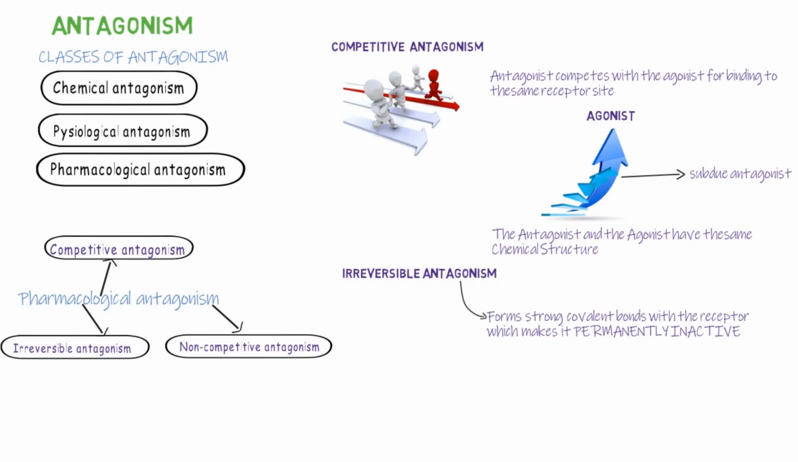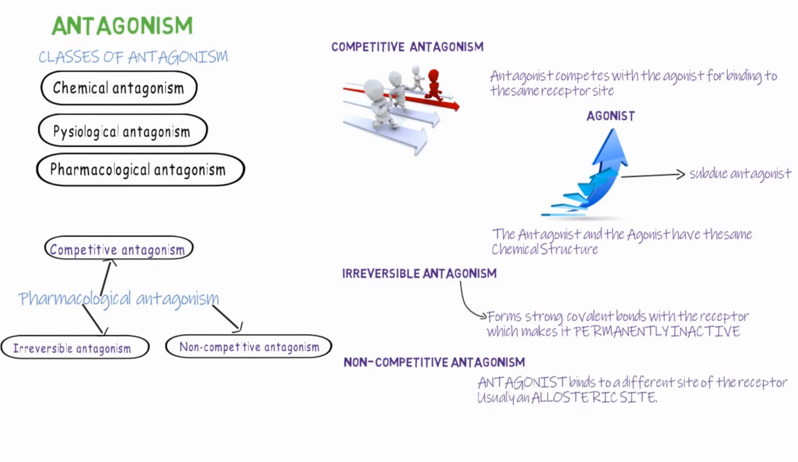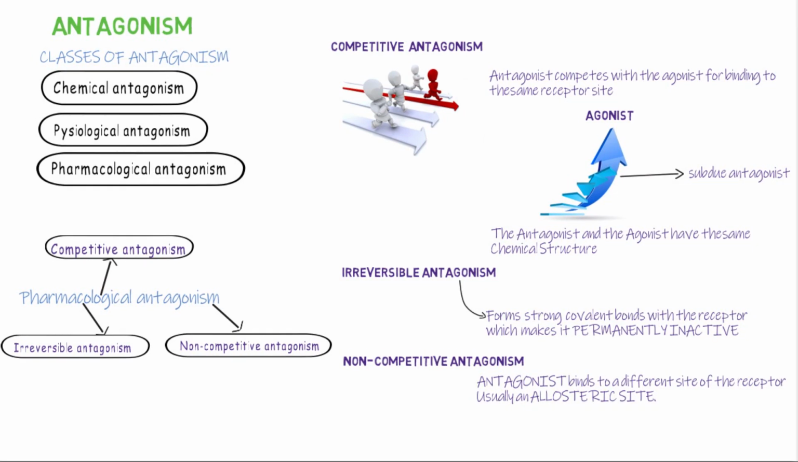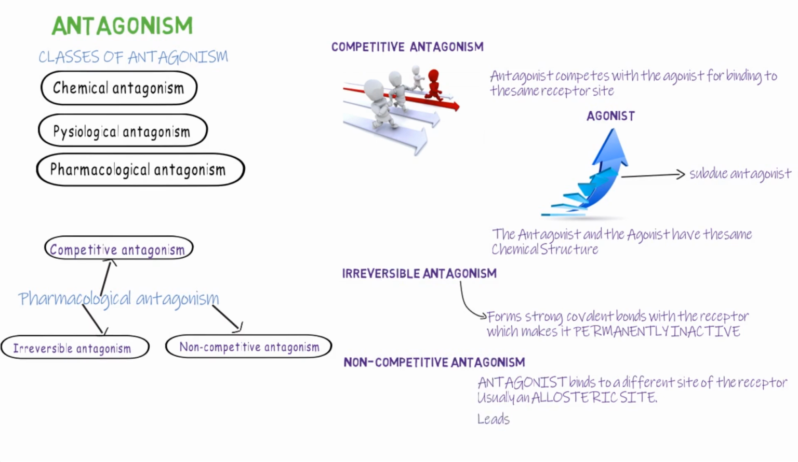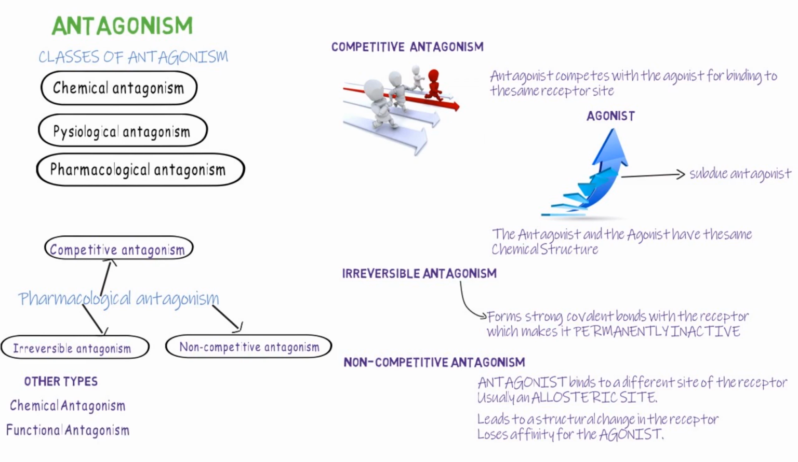So in the non-competitive antagonism, the antagonist binds to a different site of the receptor, and that site is usually an allosteric site, instead of binding on the same site as the agonist. So this binding leads to a structural change in the receptor, and it makes it lose its affinity for the agonist. There are other types of pharmacological antagonism, and they are chemical antagonism, functional antagonism, physiological antagonism, and the rest of them.